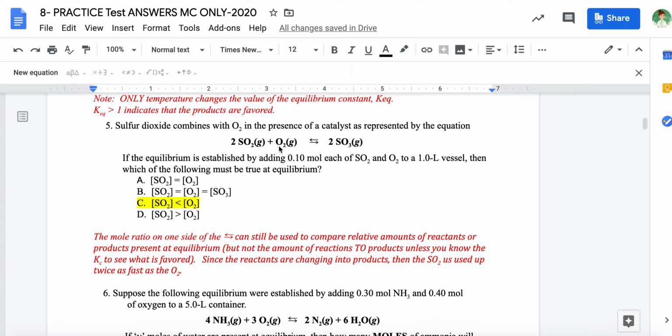So if we add 0.1 moles of each of these reactants to the reaction vessel, and then we allow them to reach equilibrium, we have to recognize that we're consuming the SO2 twice as fast as the oxygen. So that stoichiometry piece is tied to the rate, which you should remember from kinetics. So this means at equilibrium, even though you started with the same amount of your reactant, you're consuming the SO2 twice as fast, which is why you know you're going to have less SO2 compared to that O2. That's really the big understanding here.